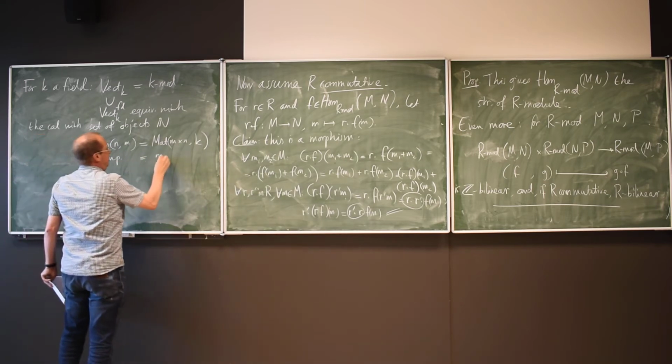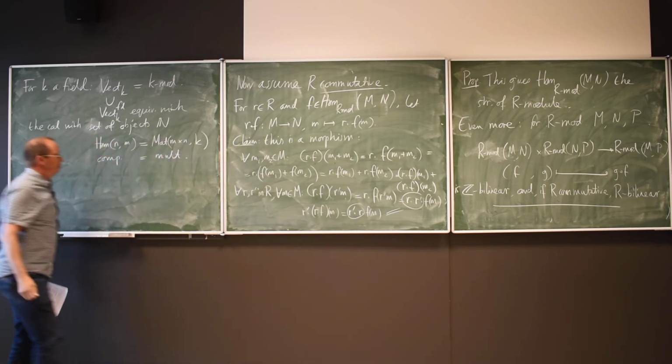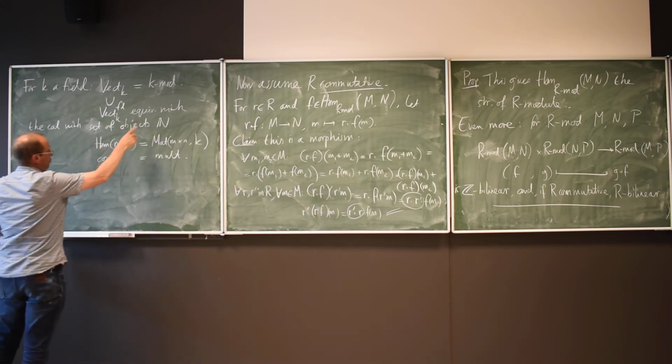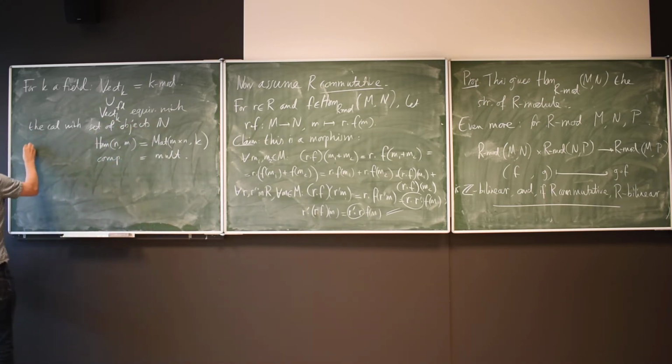Composition is multiplication. And of course, you make the object n, what is the functor here that goes from this category to that? To n, you associate K to the n, and then it works by itself. Okay, that's one example, and this was already treated.